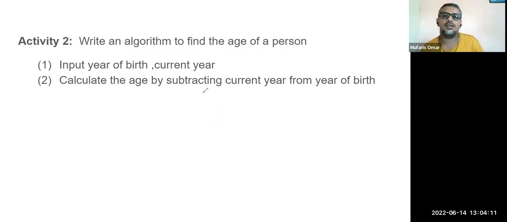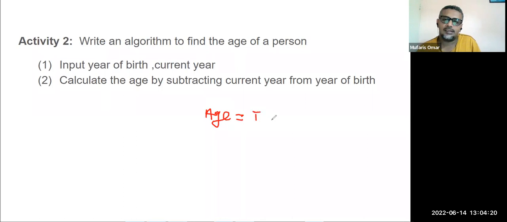As some of you said, let's say the age is equal to today's date, or current date or year here. I have used year minus date of birth. That is also correct.